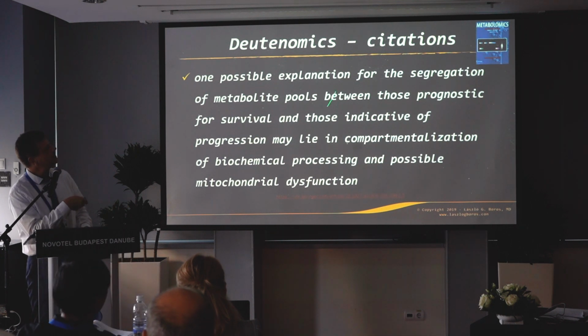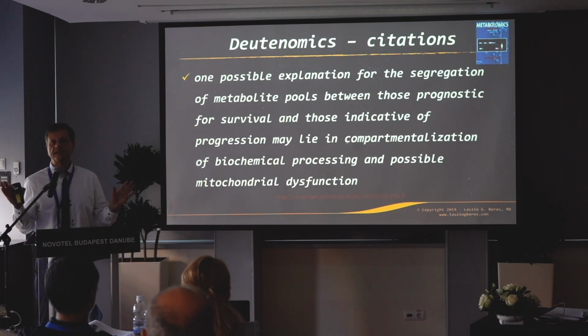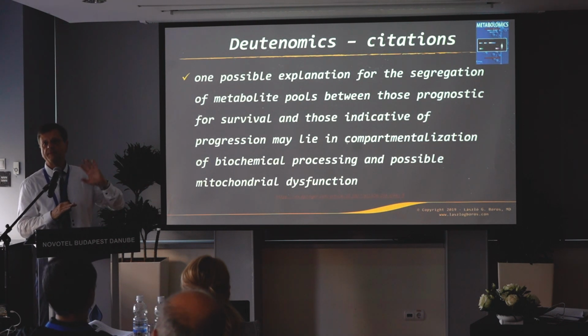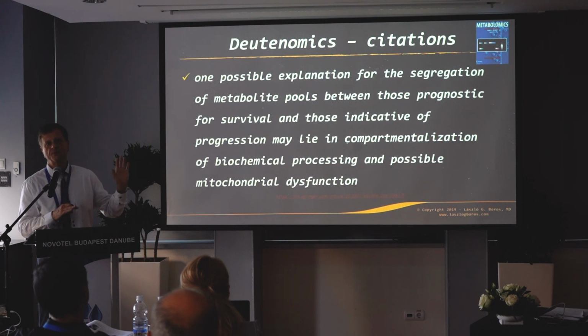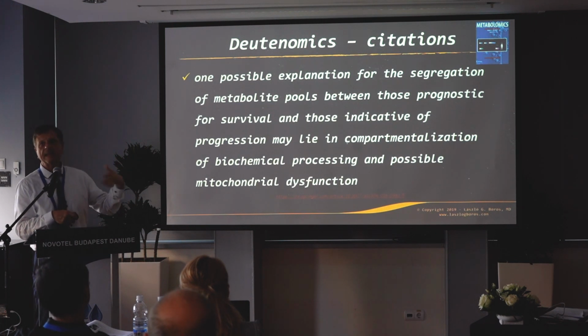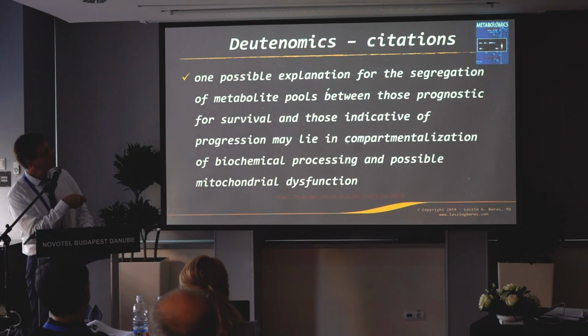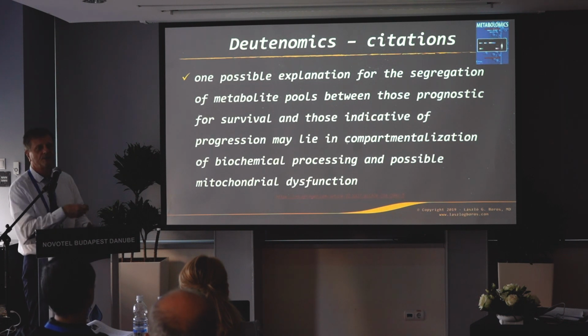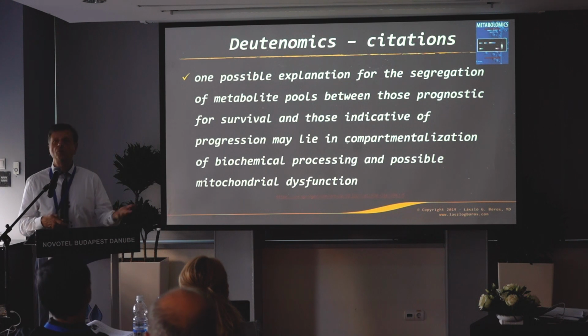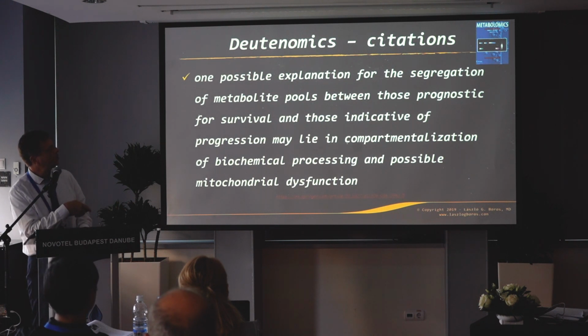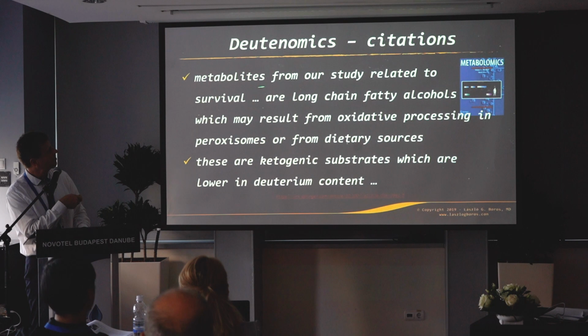So one possible explanation, and this is from the discussion of the paper. We are not authors, so I'd like to emphasize that we have nothing to do with this paper. We have published regarding the biochemistry of deuterium discrimination, and they cited our papers. "One possible explanation for the segregation of metabolite pools between those prognostic for survival and those indicative of progression may lie in compartmentalization of biochemical processing and possible mitochondrial dysfunction." So practically they go for this mechanistic approach that we have been emphasizing for a long time.